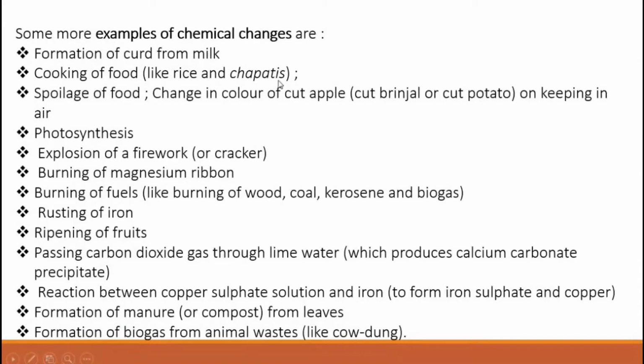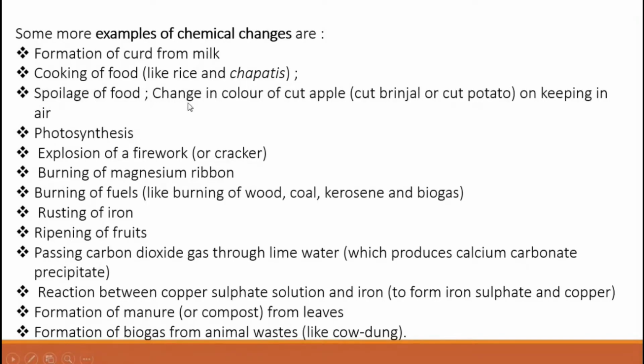Cooking of food like rice and chapati. Once rice is made or chapati is made, you cannot convert it back into wheat. आप उसको फिर से आटे में कन्वर्ट नहीं कर सकते, या ग्रेन में कन्वर्ट नहीं कर सकते. Taste changes, shape changes, size changes, and a chemical reaction takes place. इसकी वजह से a permanent change takes place. You cannot reverse all those changes.